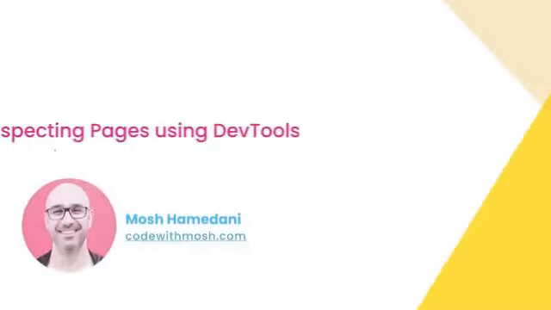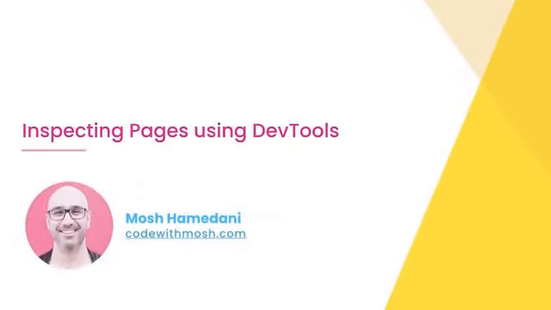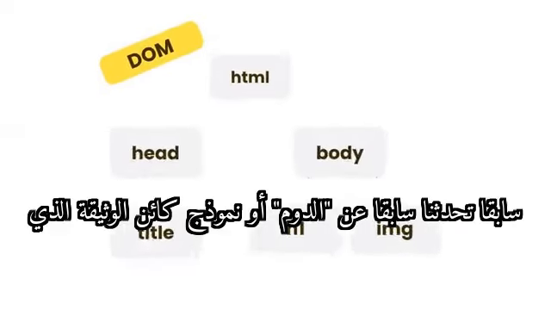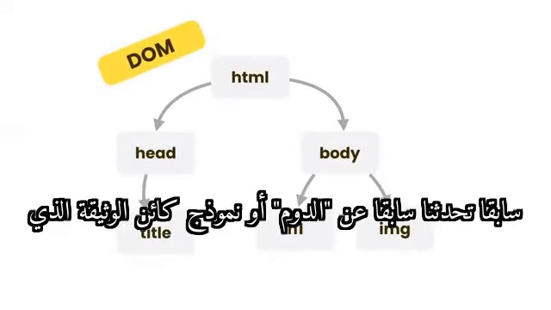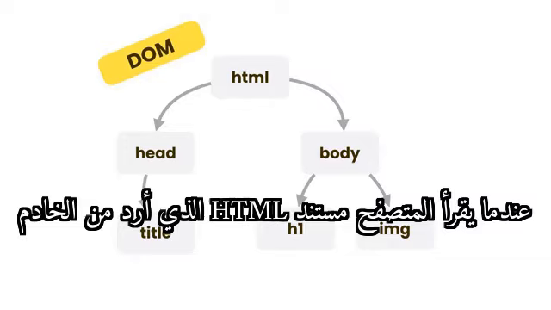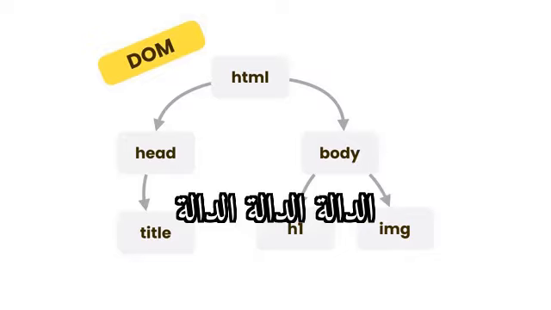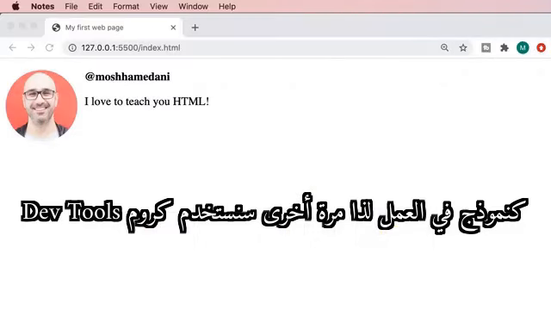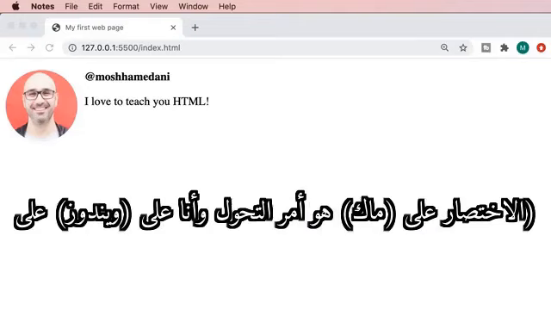Earlier, we talked about the DOM or Document Object Model. I told you that when the browser reads the HTML document that is returned from the server, it constructs a Document Object Model. Now let me show you this Document Object Model in action. So once again, we're going to use Chrome DevTools. The shortcut on Mac is Shift, Command, and I. On Windows, it's probably Shift, Control, and I. I'm not really sure. So let's open up DevTools.